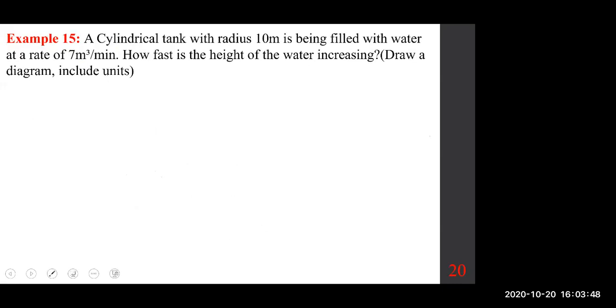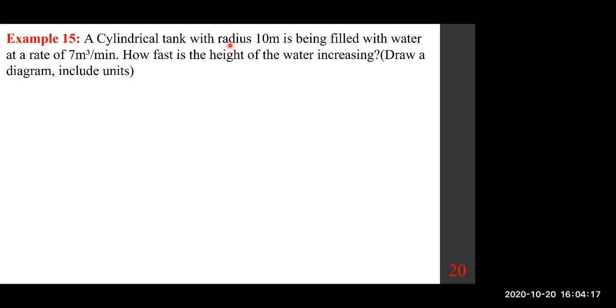A cylindrical tank with radius 10 meters is being filled with water at a rate of 7 cubic meters per minute. How fast is the height of the water increasing? Now, of course, you should draw a diagram, and what matters is you are relating the radius and the volume. So what is the volume of a cylindrical shape? I hope everybody remembers that.